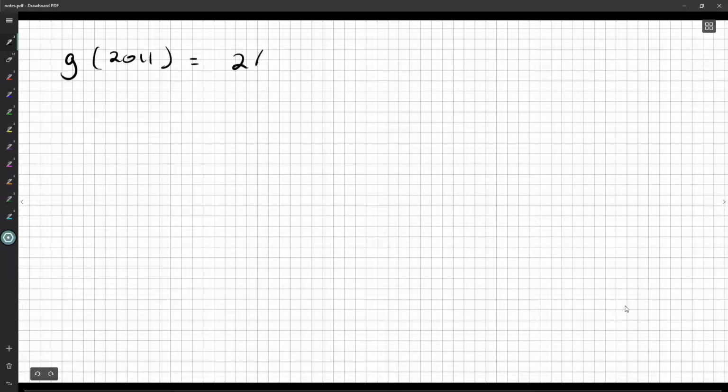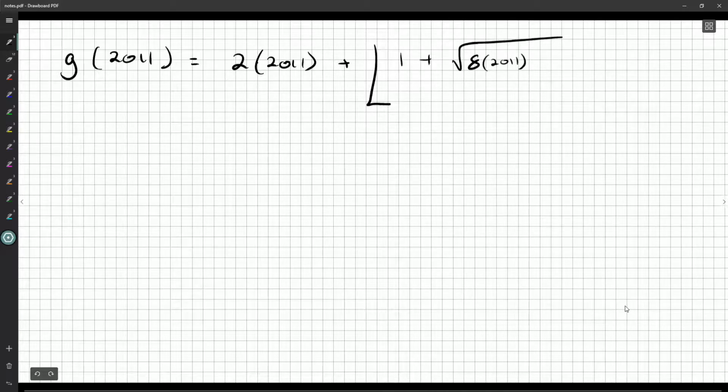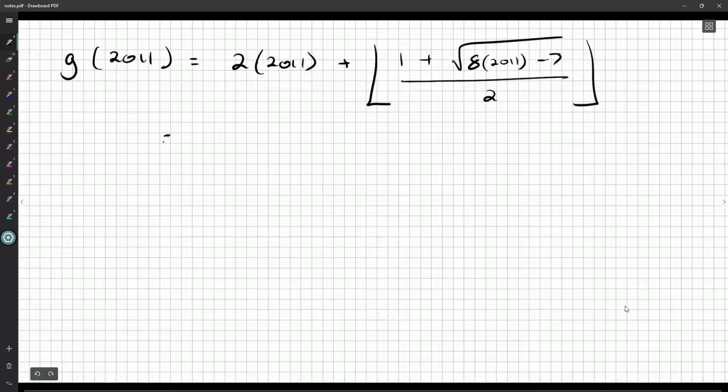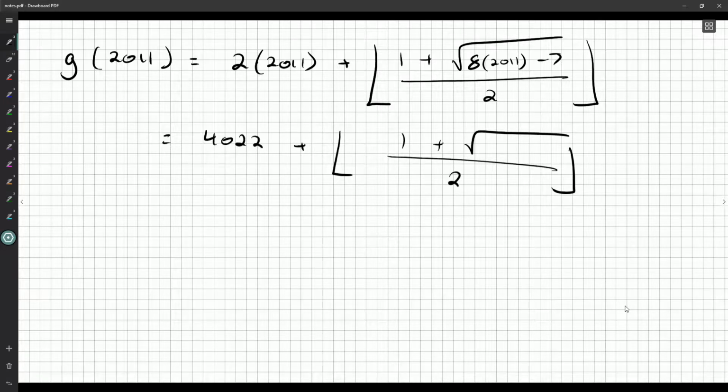2011, so it'd be 2 times 2011. And then g is the minus one, right? No, g is the plus. So plus the floor of (1 plus square root of 8 times 2011 minus 7) all over 2. I'm just going to double check that again before I start calculating. Yep, okay, we're good. So 4,022 plus the floor of 1 plus the square root of, all over 2... 8 times 2011 minus 7 is 16081. And does that have a nice square root? Let's find out together. It does not. That's okay.